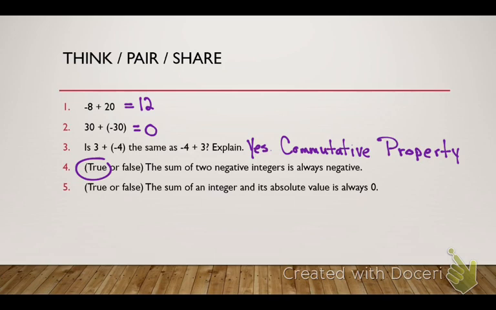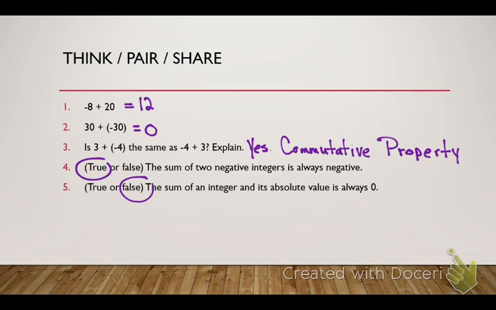Number 5, true or false? Give me an example of when this statement would be false. Can anybody give me an example of when you take an integer and you add its absolute value and it's not going to be 0? Can anybody give me an example? When they have 5, like in the absolute bars, the absolute value is still 5, so if you add it, it'll be 10.